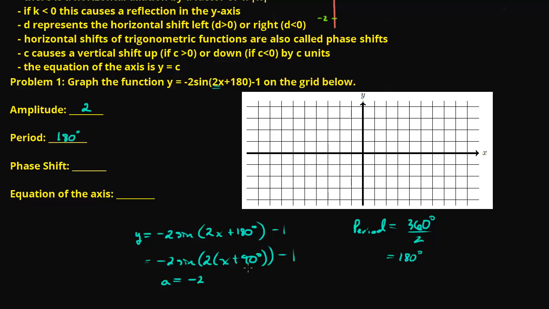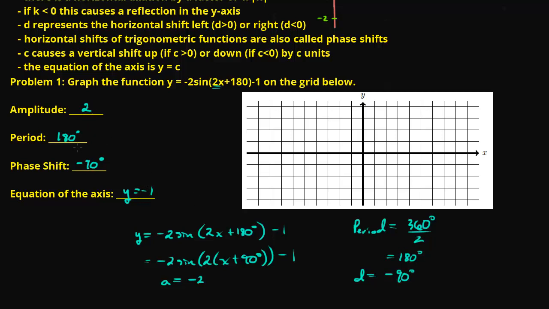The phase shift: we have a shift to the left by 90 degrees, because d is equal to negative 90 degrees. So this is a phase shift of minus 90 degrees, or a shift to the left by 90 degrees. The equation of the axis is just y is equal to c, and here c is equal to negative 1. So the equation of the axis is y is equal to negative 1.